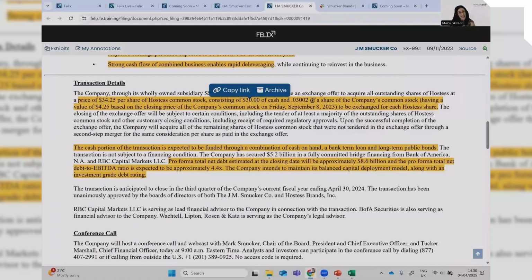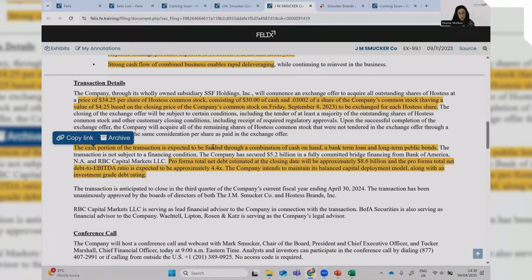How were they financing that cash portion? The cash portion was funded through a combination of cash they had lying around, cash on hand, a bank term loan, and then bonds. Okay, so they're getting that cash from debt and some cash they had lying around.